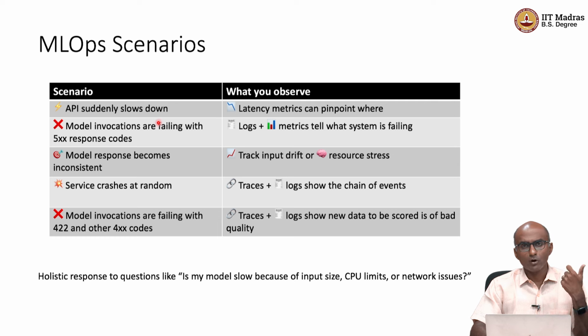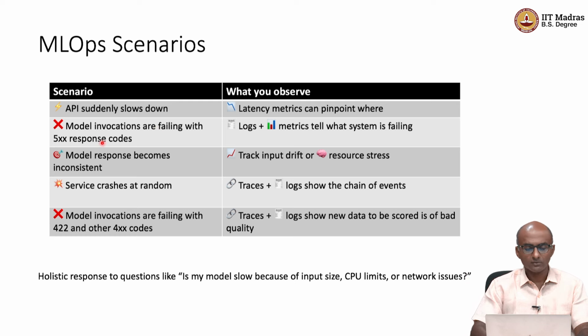Scenario number 2: model invocations are failing with 5xx response codes. So remember that all of the API requests are going over the HTTP protocol. And as per the protocol, every single request will be met with a response, and the response will have a response code attached to it. If the response is successful, then the response code is 200, and usually that goes with a message of what's called OK. But if the response is not successfully met, for various reasons, could be the server going down, then the corresponding response codes get sent out.